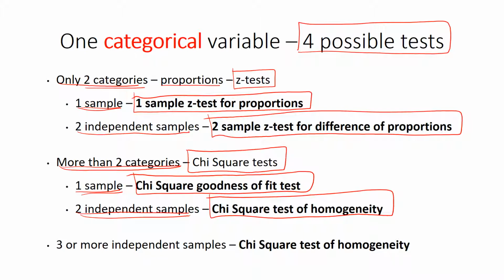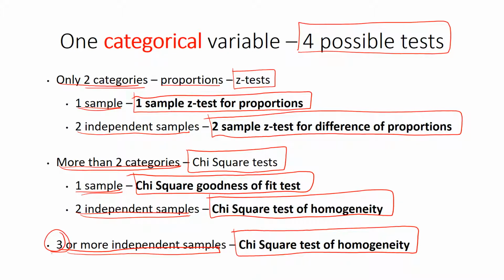For this special case where we have 3 or more independent samples with a categorical variable, we will always use a chi-square test of homogeneity. In other words, no matter how many categories we have, whether it's 2, 3, or more, if we have 3 or more independent samples, we must use the chi-square test of homogeneity.